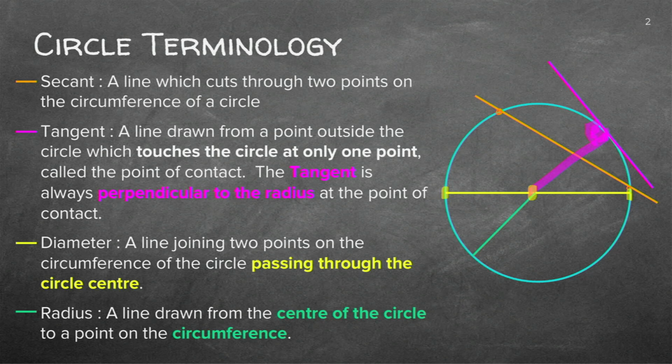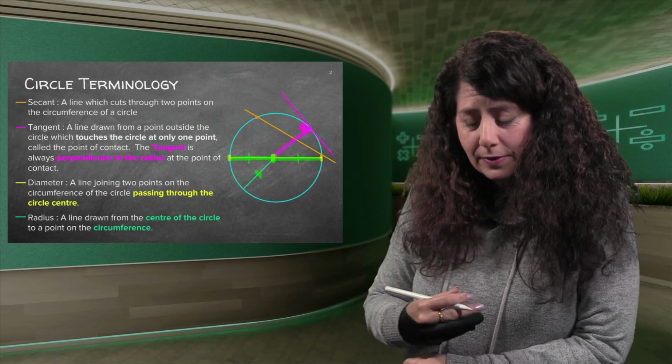Very important to remember: the radius is half a diameter, and it's drawn from the center of the circle to a point on the circumference. With this one, if you cut your diameter in half, that little section is a radius. That little section is a radius, and obviously that one is a radius. So if you can just remember, radius is half the diameter.